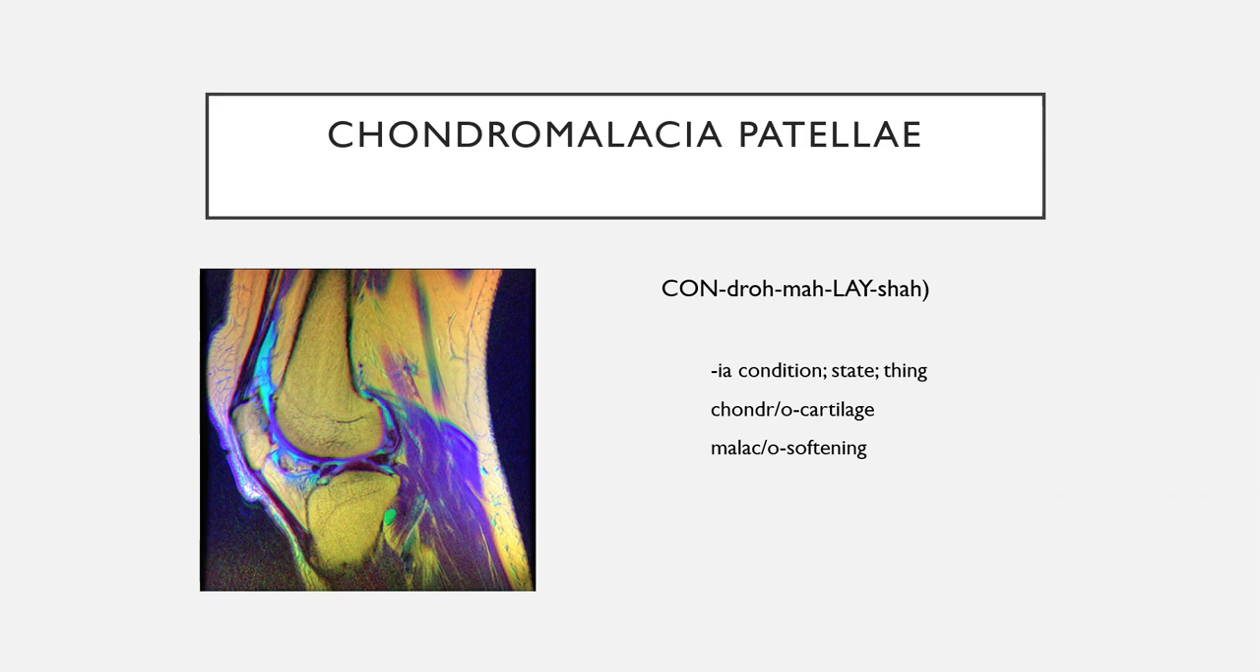Chondromalacia patella. Ia is condition, chondro is cartilage, malacia is softening. So chondromalacia is a softening of the cartilage, and patella is knee. So chondromalacia patella is when you have a softening of the cartilage around the knee. And it is associated with pain in the front of the knee from this soft cartilage.